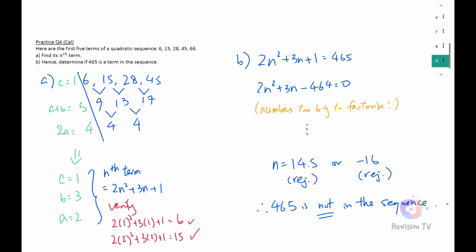Now, one thing I do have to say is you must make sure your nth term is correct, because if this is wrong, these steps will all be wrong as well. Okay, so I hope you understand everything about quadratic sequences.